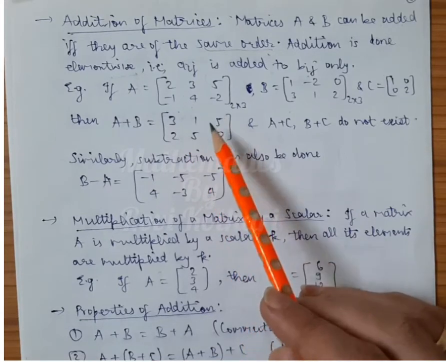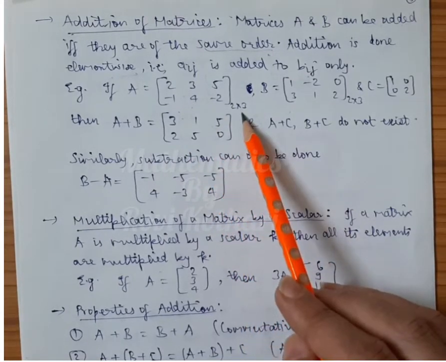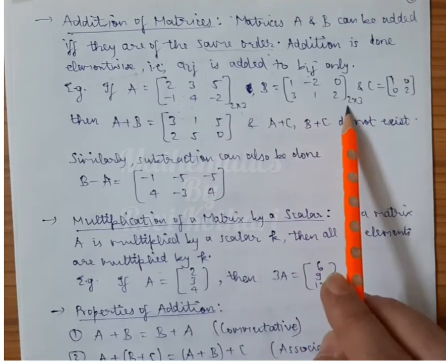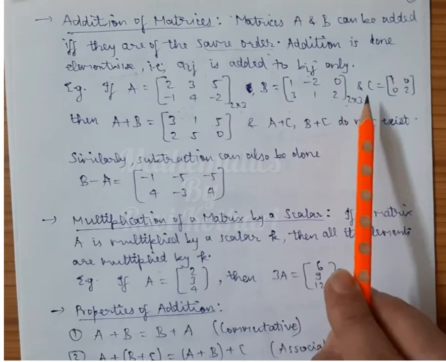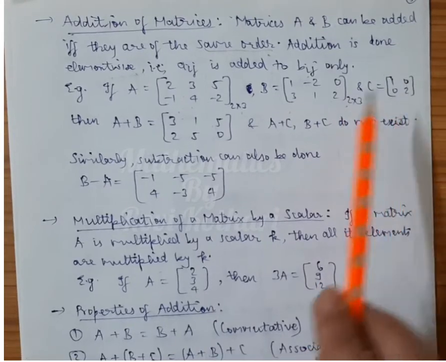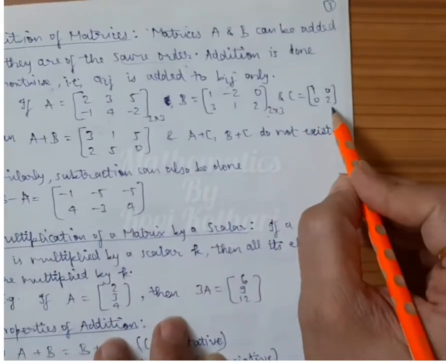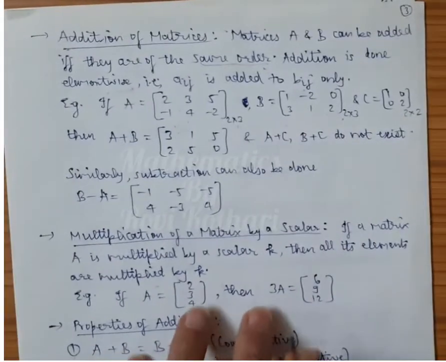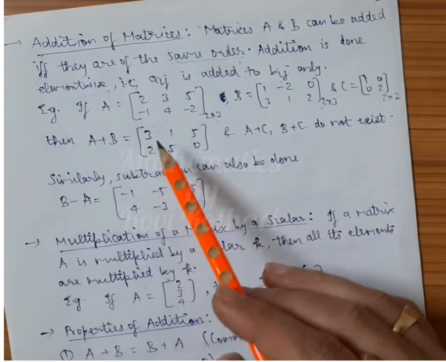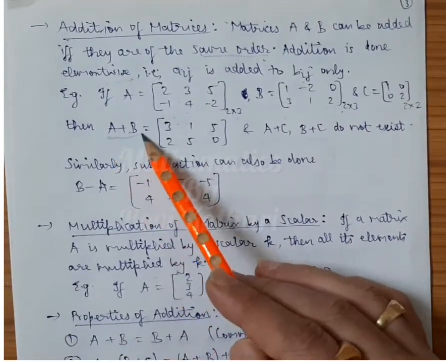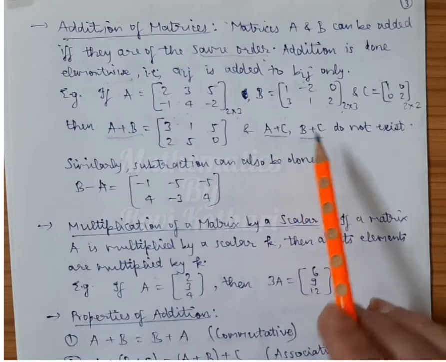4, 5, minus 2, which is a 2 by 3 order matrix. And what is B here? 1, 3, minus 2, 1, 0, 2. It's also a 2 by 3 order matrix. And C is 1, 0, 0, 2. It's a 2 by 2 order matrix. Alright. Now, what I have written here is three different matrices. One is A plus B, the other is A plus C, the other is B plus C.